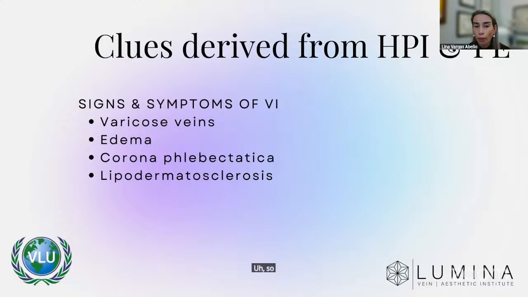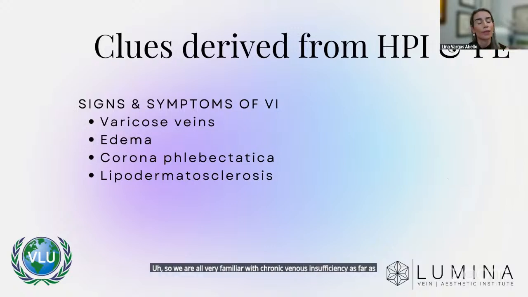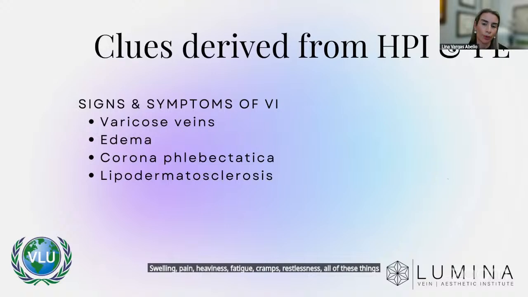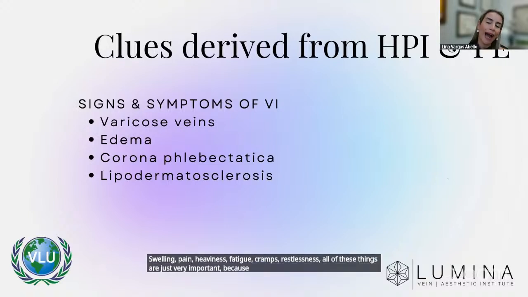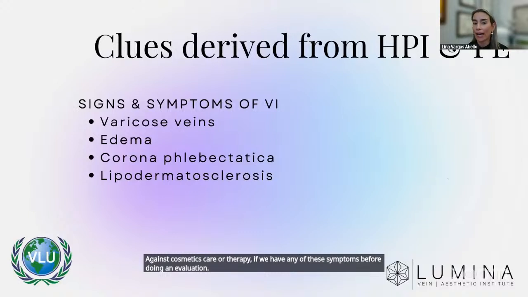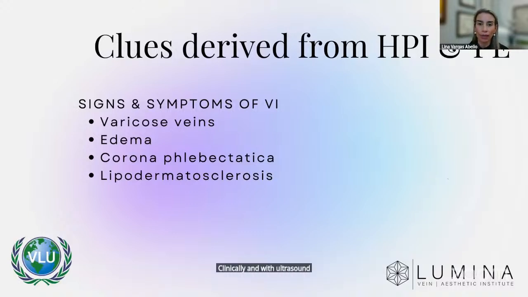So we are all very familiar with chronic venous insufficiency as far as symptoms of swelling, pain, heaviness, fatigue, cramps, restlessness. All of these things are very important, because I would highly recommend against cosmetic sclerotherapy if we have any of these symptoms before doing an evaluation clinically and with ultrasound, and getting a good family history as well. So once we have that, then we can take one of two roads.